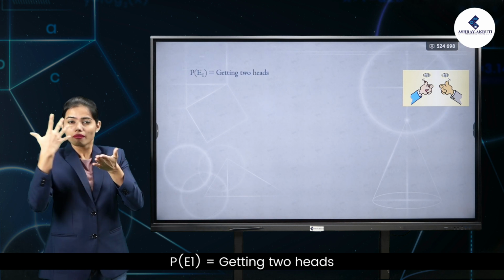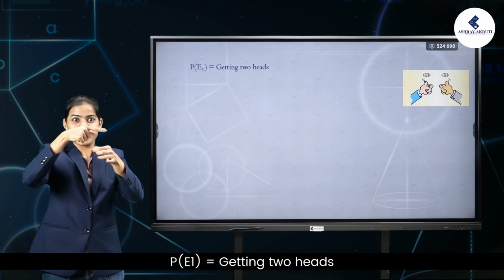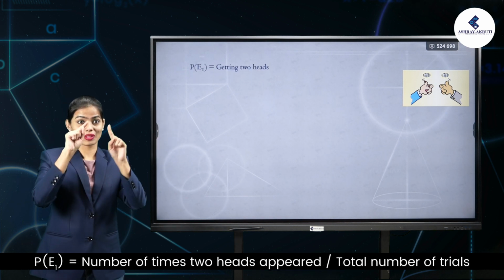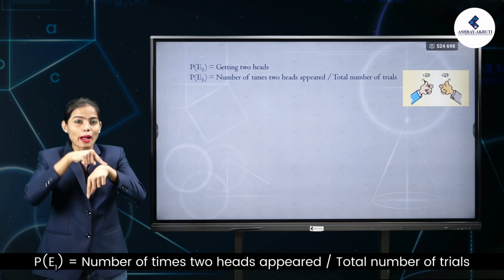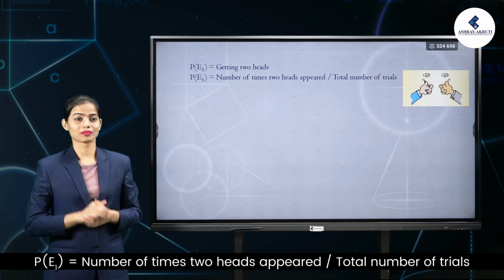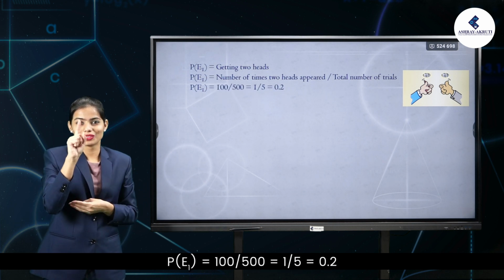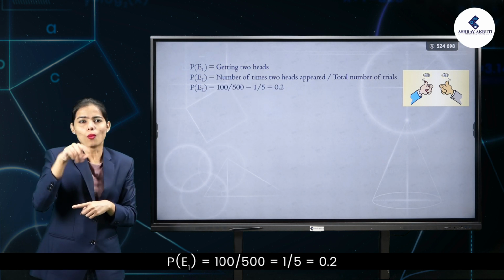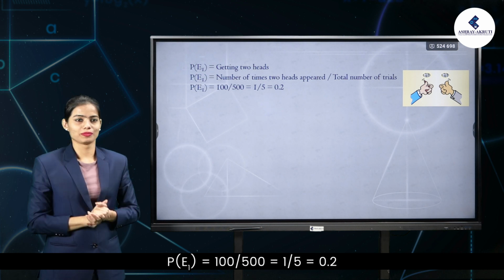P(E1) = getting 2 heads. P(E1) = number of times 2 heads appeared by total number of trials. P(E1) = 100 divided by 500 = 1/5 = 0.2.